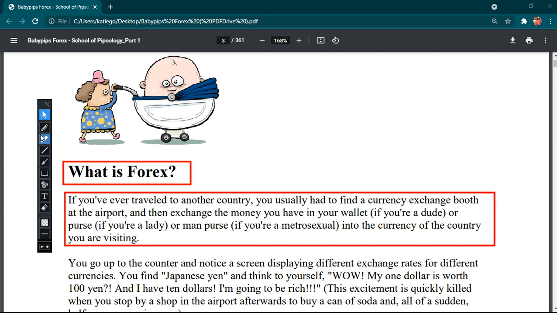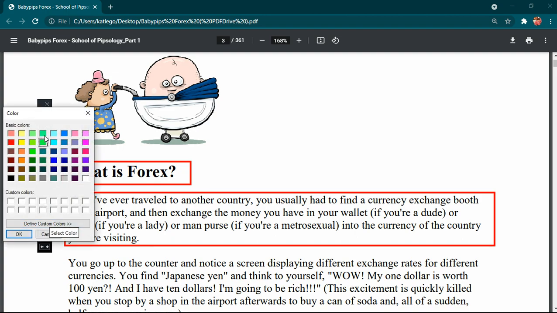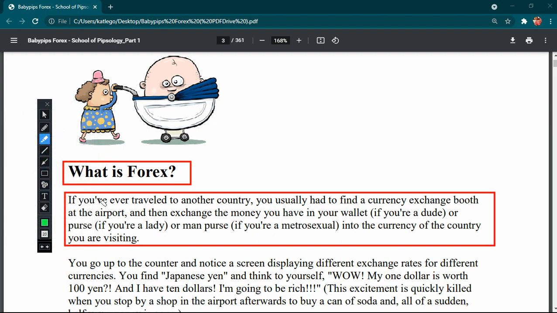So now let's try to explain it to understand it even further. Let me get the highlight. I don't know which color to choose. Okay, I guess this one is okay. So they say, if you've ever traveled to, keyword, to another country, meaning you are from one country going to another country. So already you should have it in your mind that we have two countries involved. It's two different currencies involved.